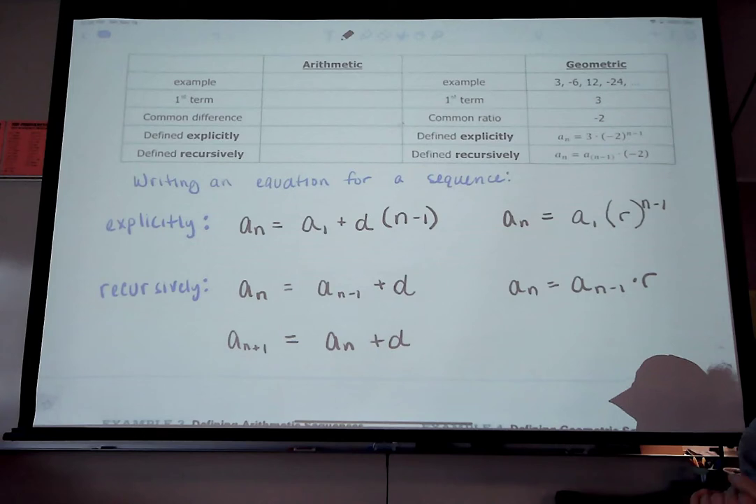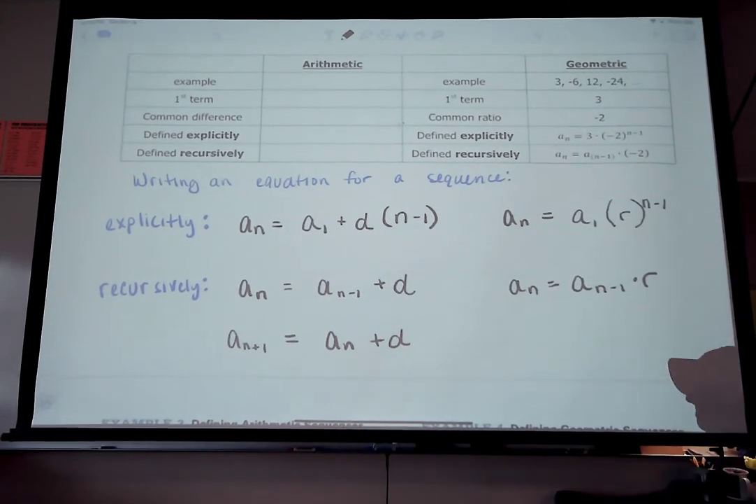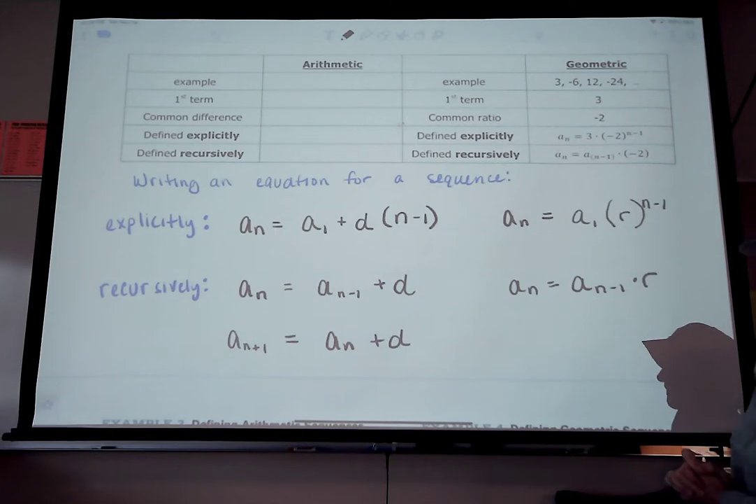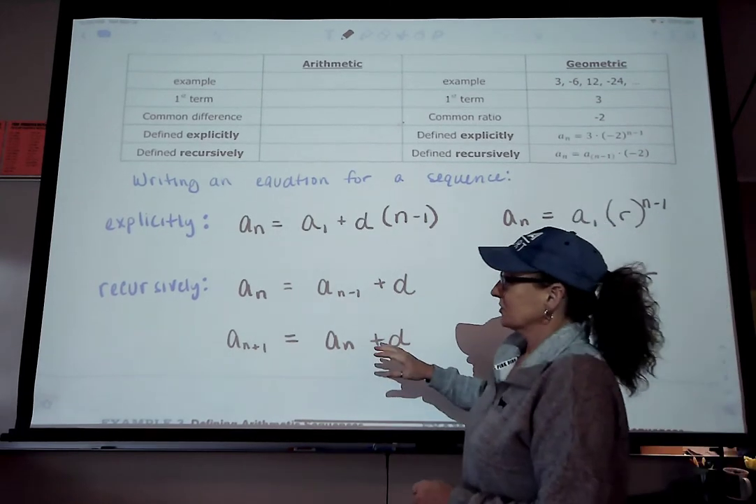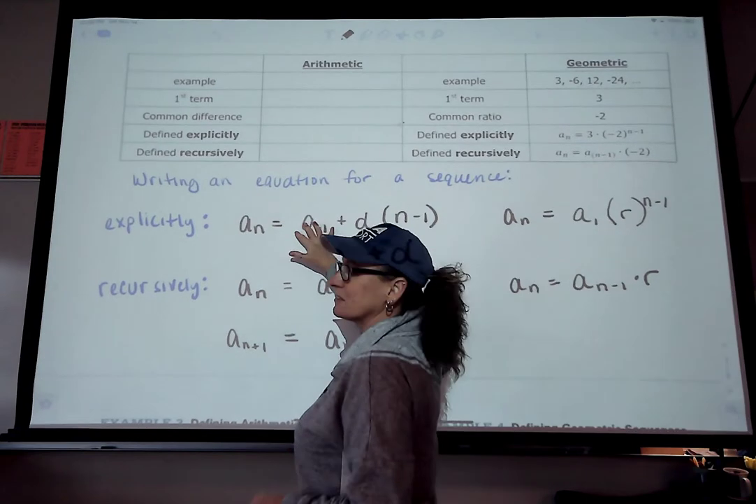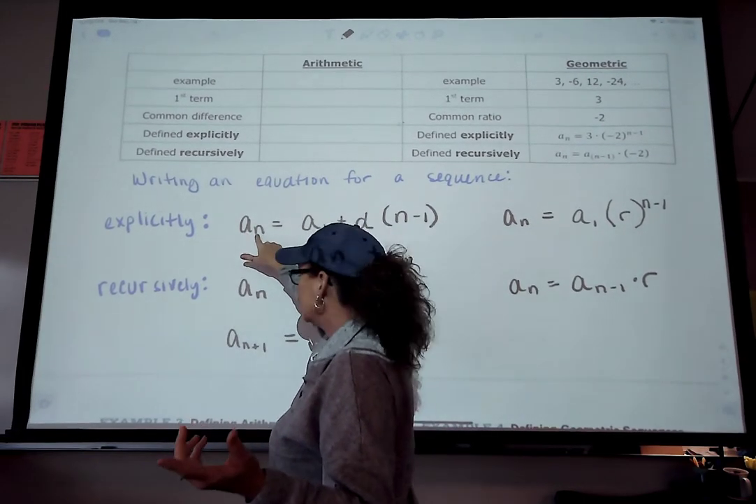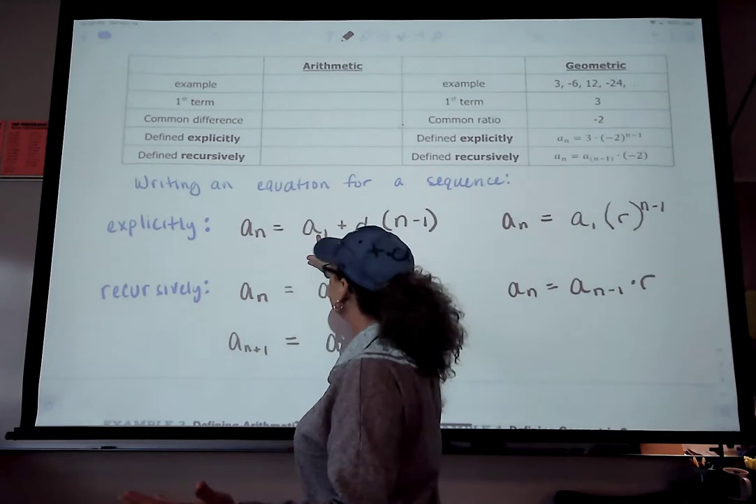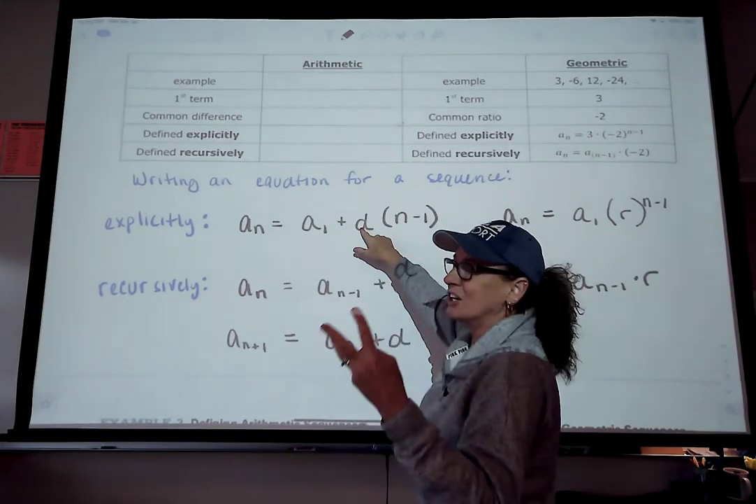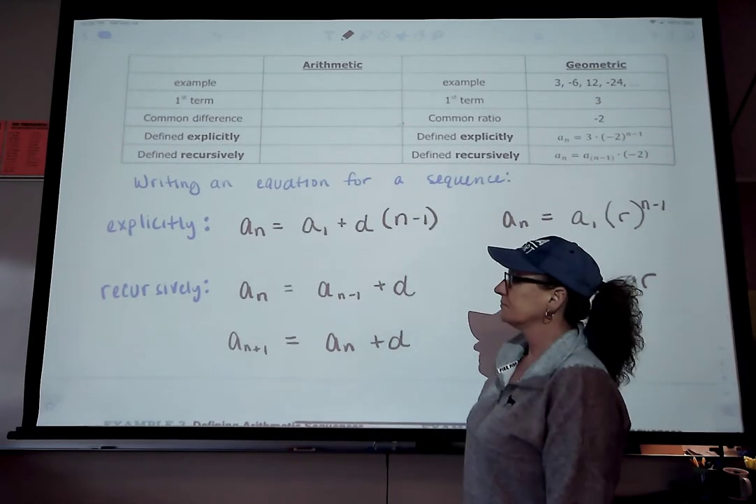Alrighty, now, before moving on, I want to point something out to you, and this is on an arithmetic sequence. This is how you explicitly define an arithmetic sequence. To get a term, you start with your first term and you add your common difference one fewer times.